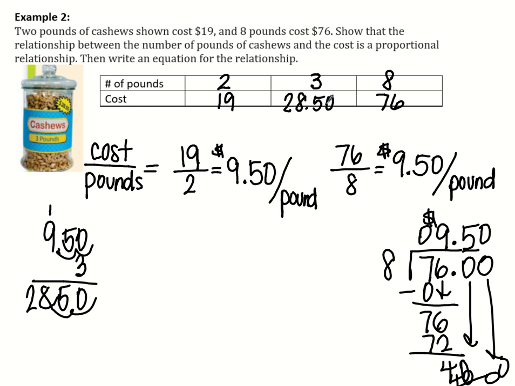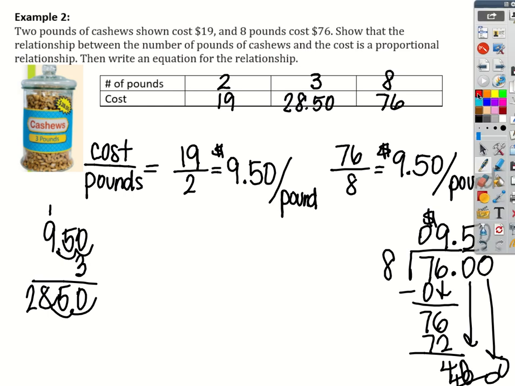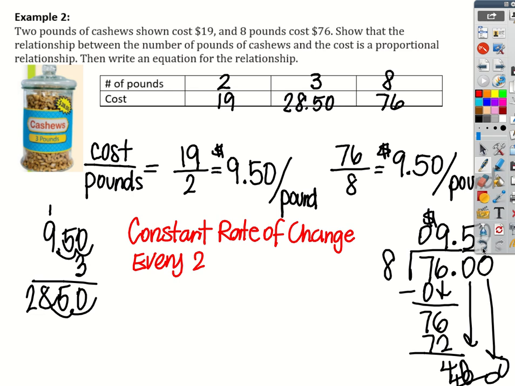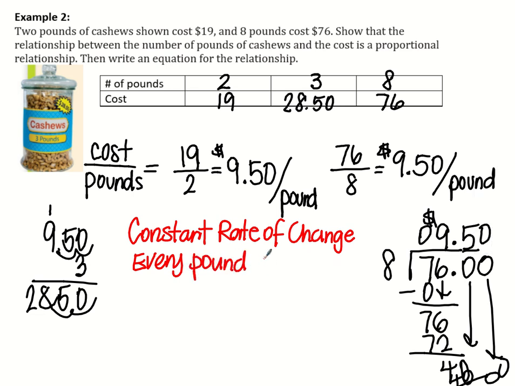It's called a constant rate of change. So what's my rate of change? Let's write that. Constant rate of change. So my constant rate of change is every pound, not 2, sorry, every pound costs $9.50. There's different ways to say this. That's just one way to say it. You can say the ratio is $9.50 per pound.